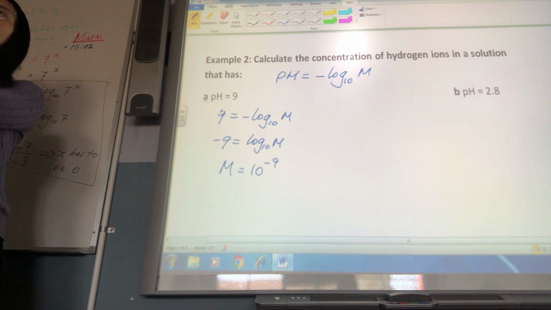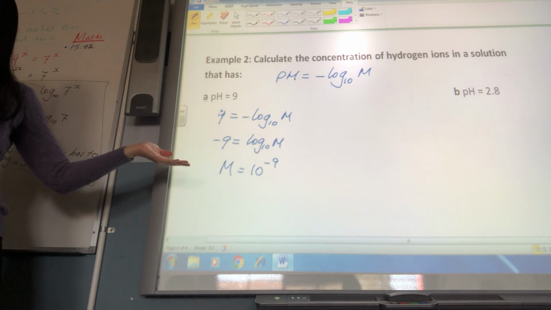So it's a very, very small value. And we write it all. What do you mean you write it all? 0.0000000. Can you leave it like that? Yeah, just leave it like that. Oh, yeah.